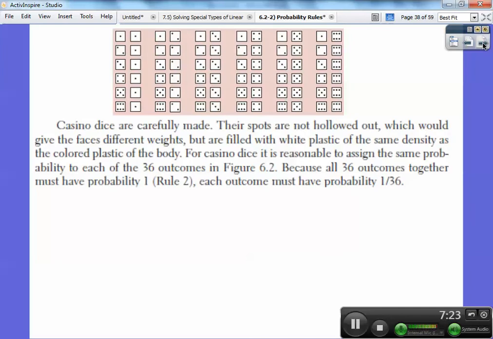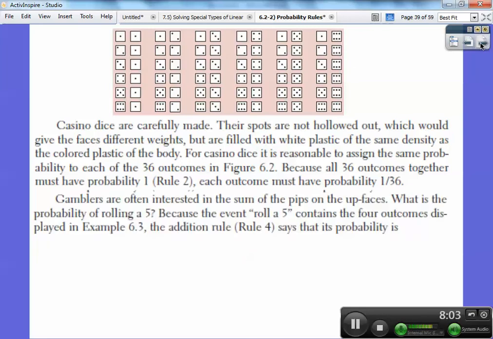Casino dice are carefully made. Their spots are not hollowed out, because if they were hollowed out, they would be different weights. So they are filled with a white plastic that has the same density as the colored plastic of the bodies. So for casino dice, it's reasonable to assign the same probability to each of the 36 outcomes. And because all 36 outcomes together must have a probability of 1, each outcome must be 1/36. So the probability of getting a 3 and a 3, there's only one of these chances out of the 36. So 1 out of 36. We'll get some more into that in just a second.